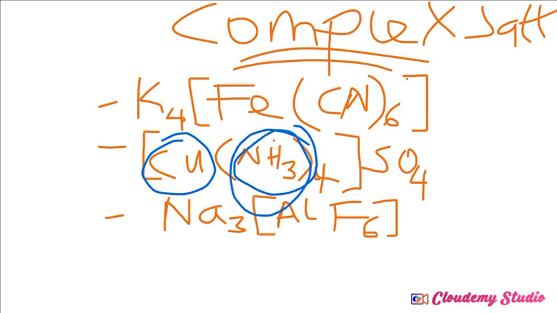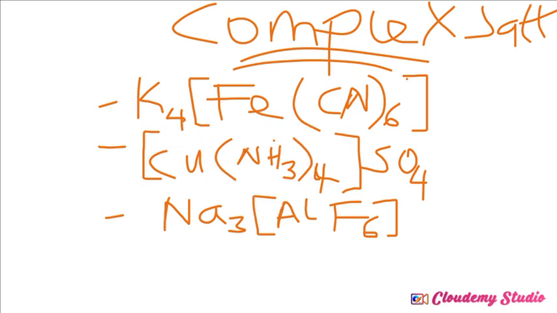Look at the NH3. How many NH3 do you have here? 4. So those NH3, those negative molecules there, they call them ligands. So which means complex salts have a central metal ion and surrounding ligands. Central metal ion and surrounding ligand. This one has iron as the central metal ion. Then it has surrounding ligands. What are the ligands there? You can see CN6. So that's how they always look.